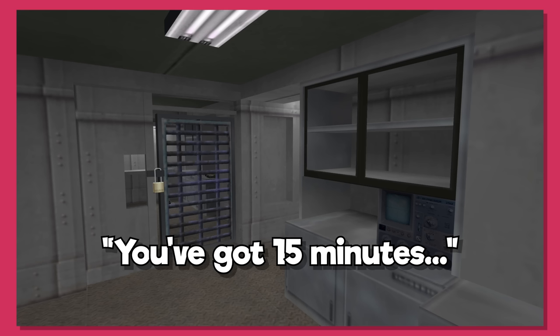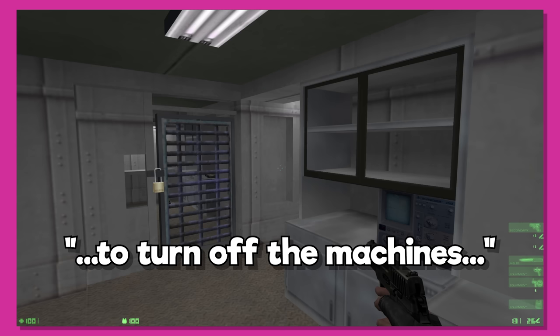Sie haben nur 15 Minuten Zeit. ...geschaltet, bevor sich das Schiff mit voller Wucht in die Stadt bohrt.